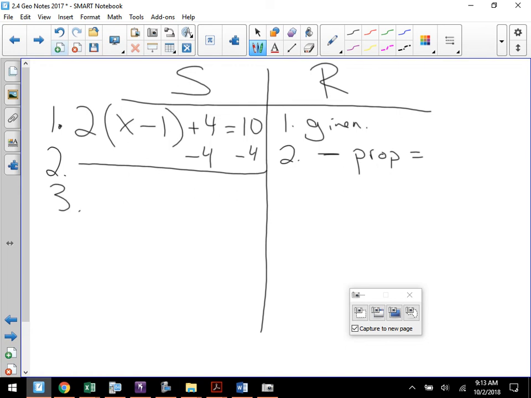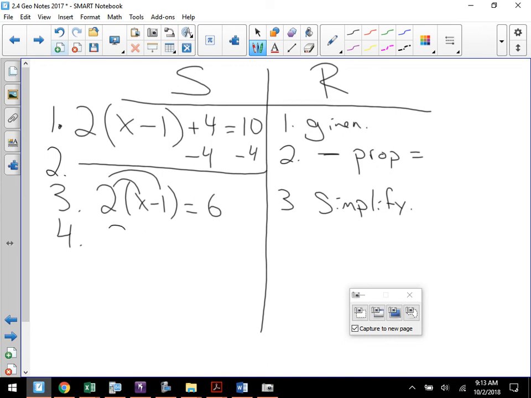What's my third step? Simplify. I get my 2 times the quantity x minus 1 equals 6, and we simplify. Now what am I going to do? Distribute. Good. So if I distribute out my 2, on the sheet, there's actually a distributive property. It's the fifth one down on the top.